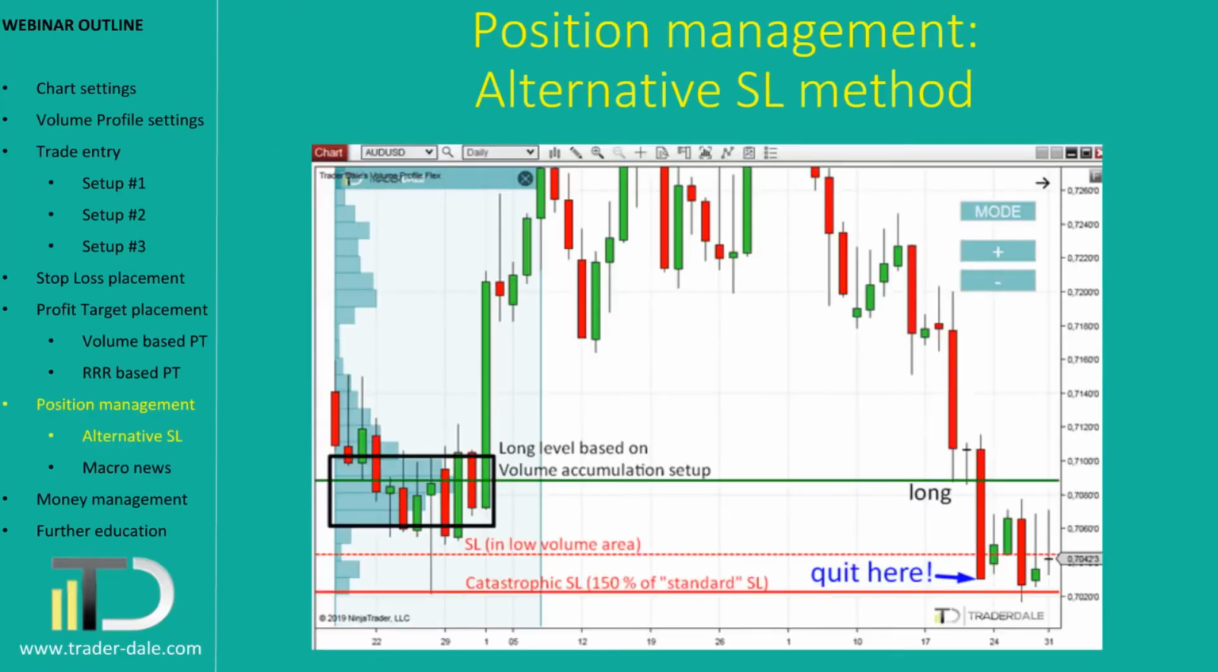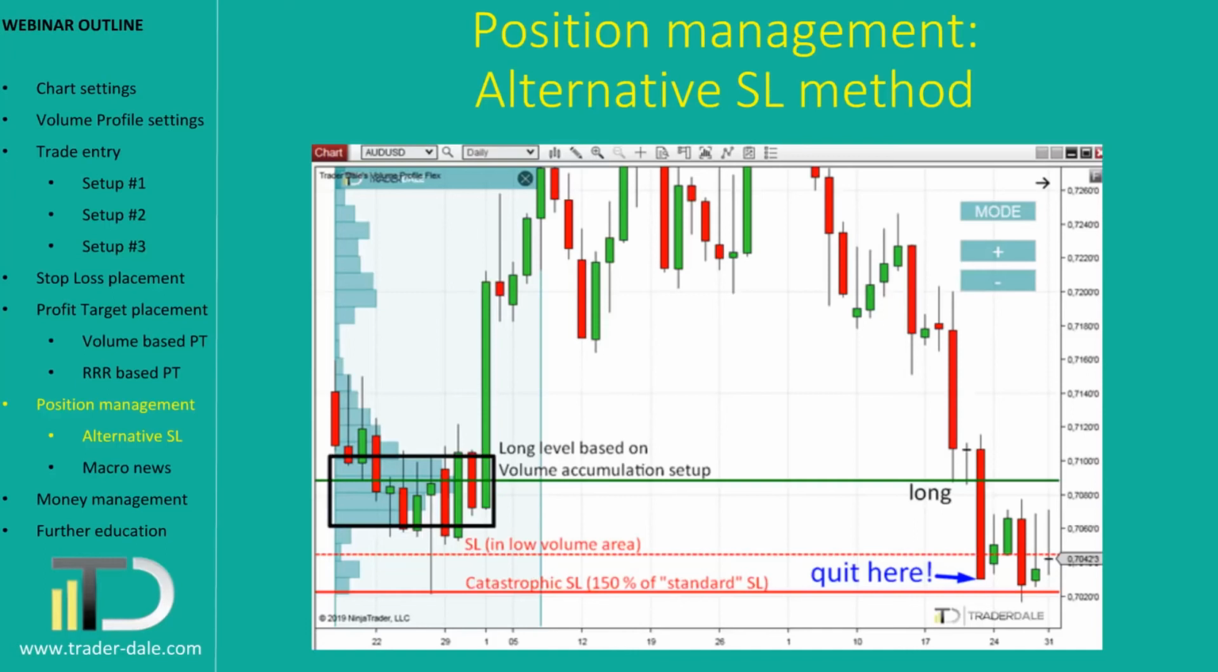Let's have a look at one more example of the alternative stop loss. Again, this is the volume accumulation setup, and there's a green line which was a strong support. As you can see, I went long from there. The price shot past the level without any reaction. Then there was the massive red candle, selling candle, which closed below the standard stop loss. It closed below the red dotted line. So at the end of the day, I quit my trade when there was the close of the day below the standard stop loss. Alright, so this is how you use the alternative stop loss.